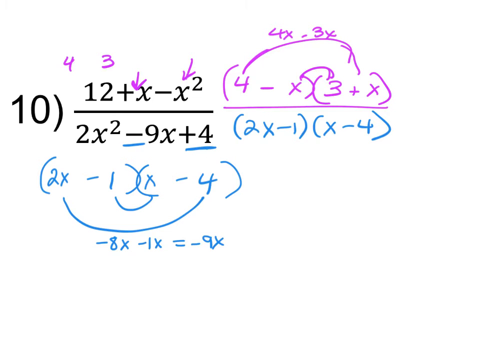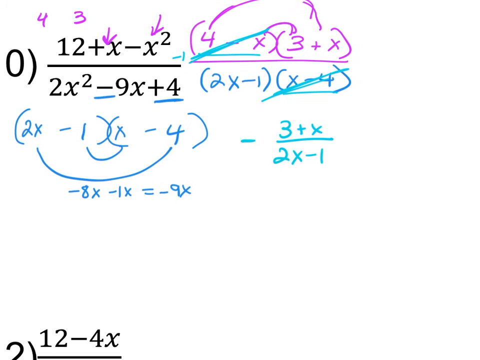Nothing is exactly the same, but if I look at the 4 minus x and the x minus 4, those are opposites. Same numbers, but different signs, right? So I can cancel one, cancel the other, and do a negative 1. That negative can be in the numerator. It could be out front, so I could put it like this.